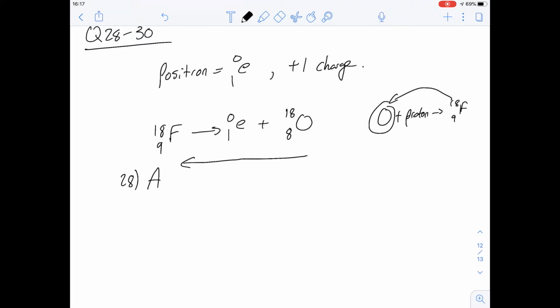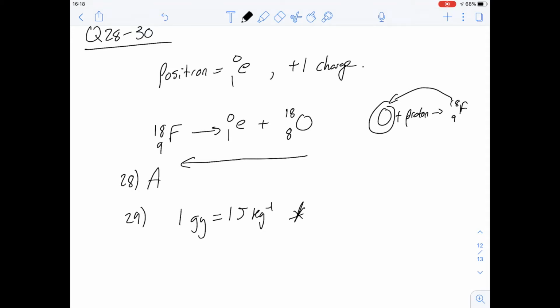So now we've got a calculation to do. Question 29 introduces this new unit called the gray, or Gy. Let's have a look at how they define it. They say 1 gray is equal to 1 joule per kilogram. And we'll come back to that towards the end of the equation.